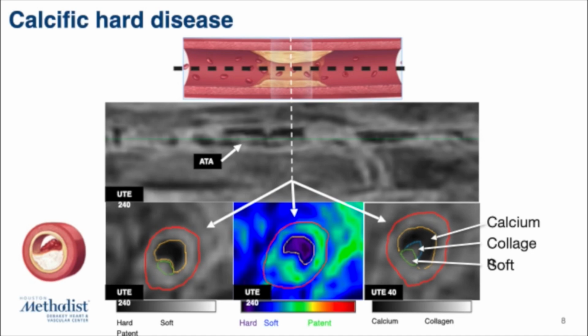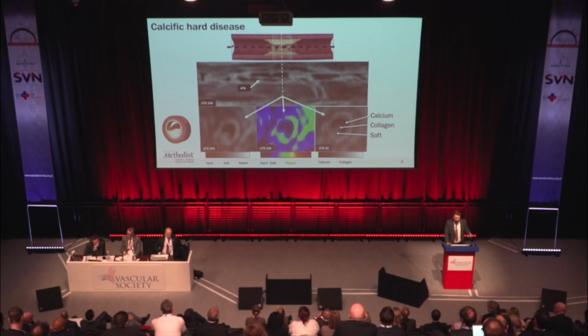Now, when we compare this to this type of lesion, when you see purple in the center, that usually means that it's hard contents. And actually, we're able to break down specific contents of the lumen. So we can see here that this is a calcific predominantly total occlusion. This is going to be really challenging to cross.